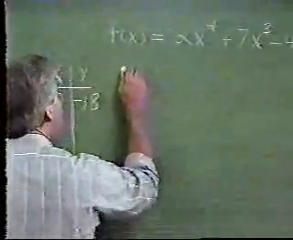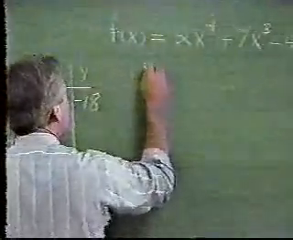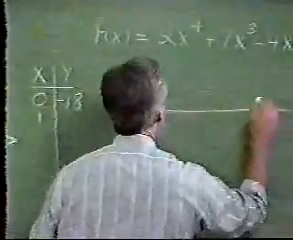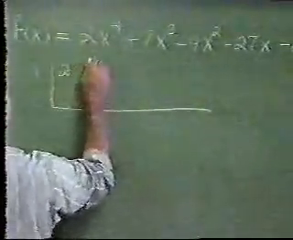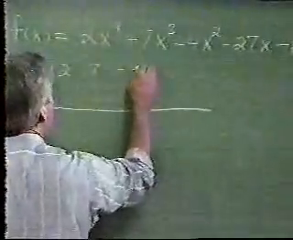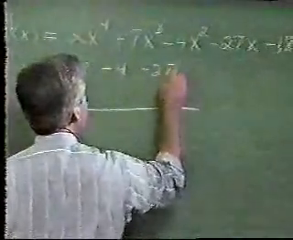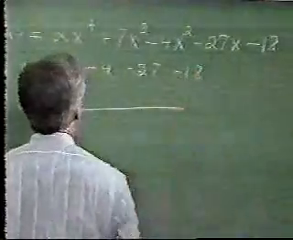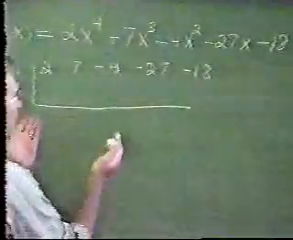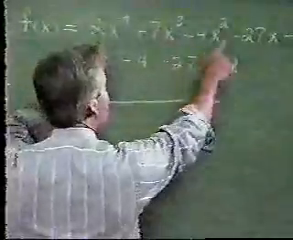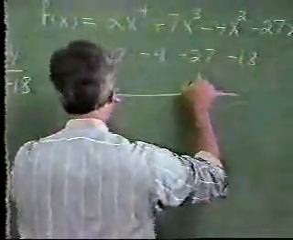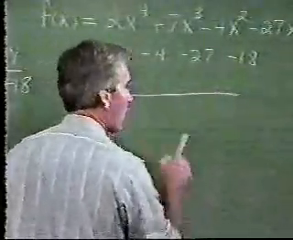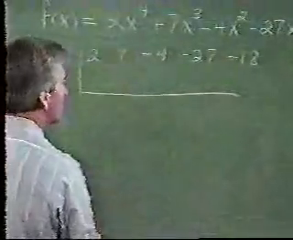Well, what about f of 1? We can find f of 1 using our synthetic division process. Dividing synthetically into our coefficients and the constant here, we would have 2, 7, negative 4, negative 27, negative 18. Now notice that we're not missing any terms. That is, we have a term for every degree from 4 down to 0. So we don't have to add any placeholders here.